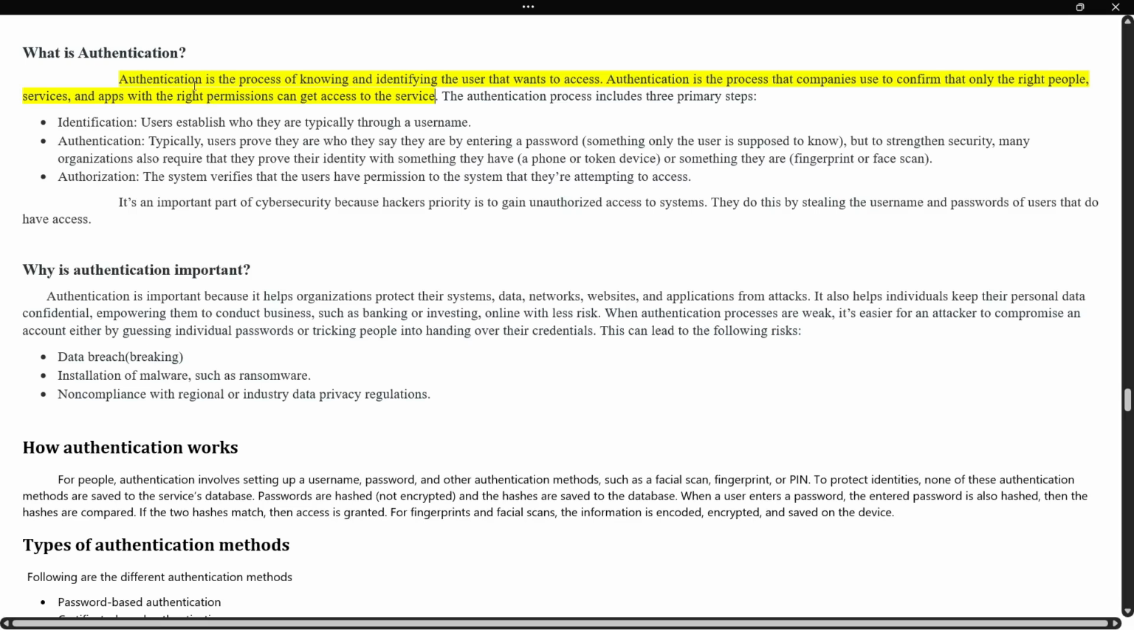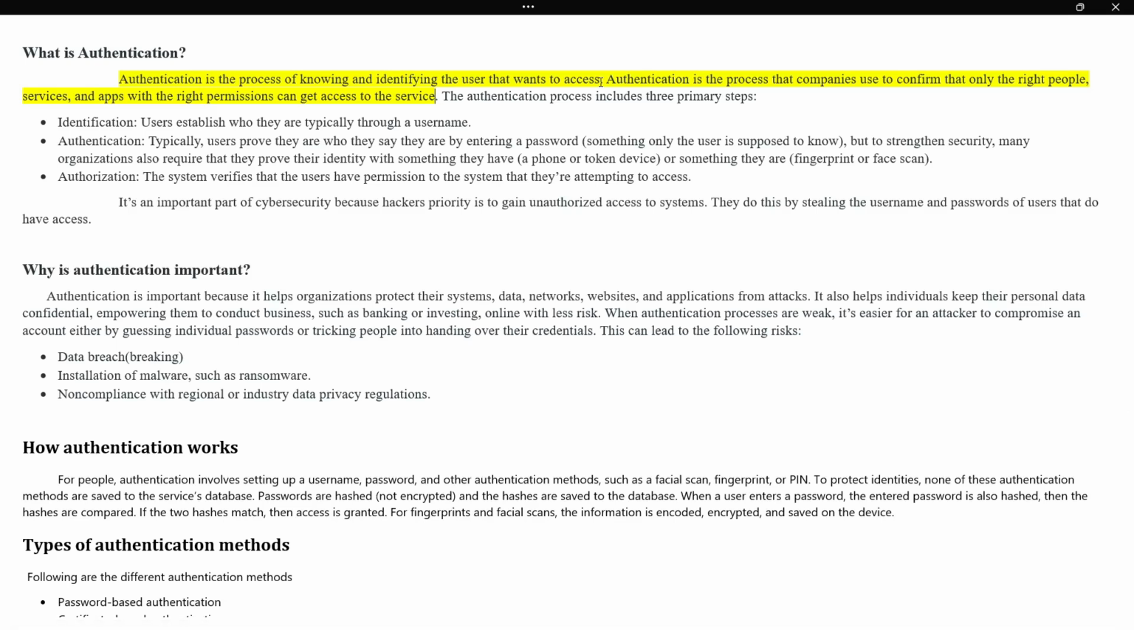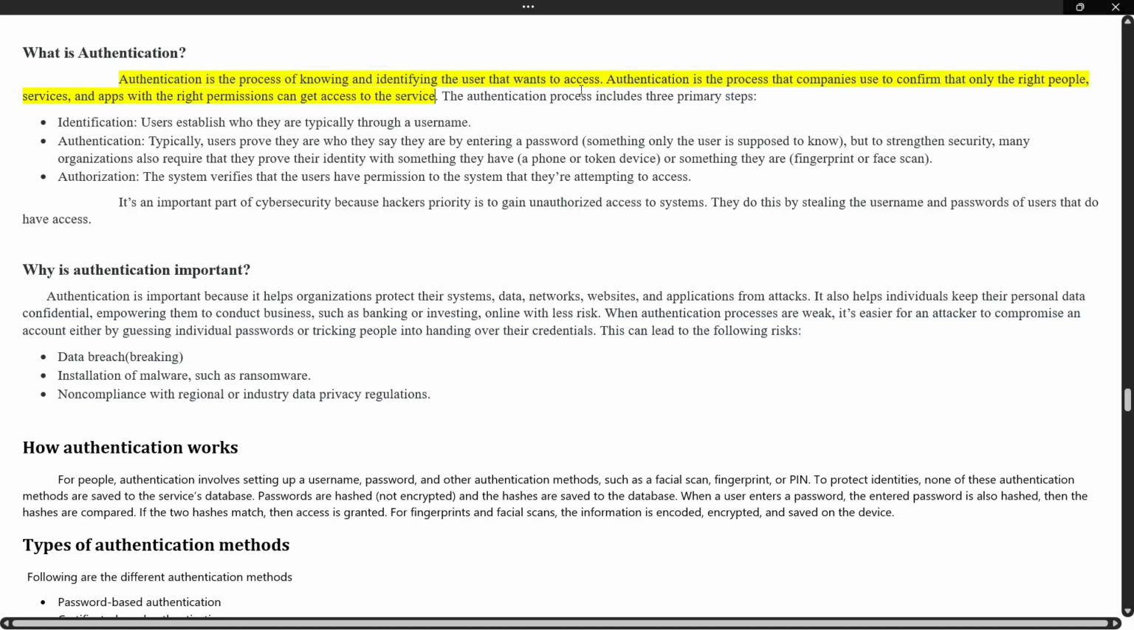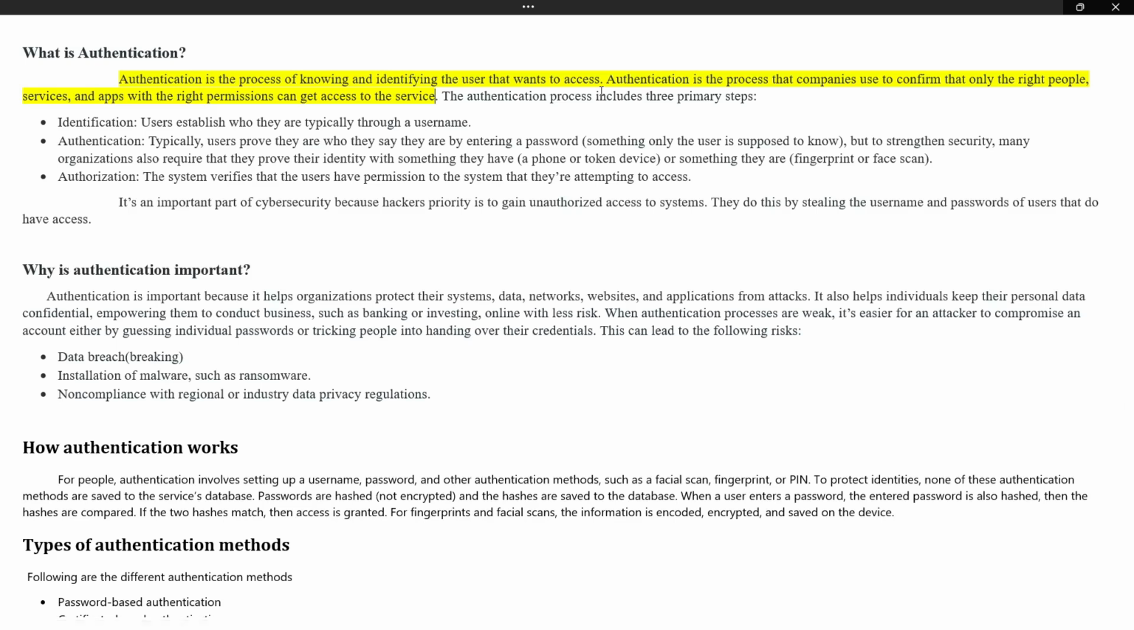So that is what authentication is, a process of knowing and identifying the user that wants to access. They want to access the service, your system, or the particular application you are developing. So the first step is to identify. Companies use this process to confirm that only the right people, services or apps with the right permission can get access to the service. So authentication is nothing but identifying the user.